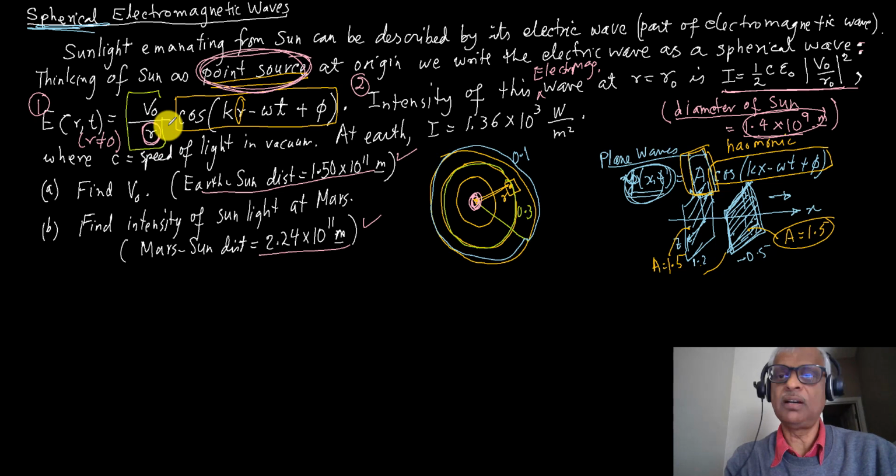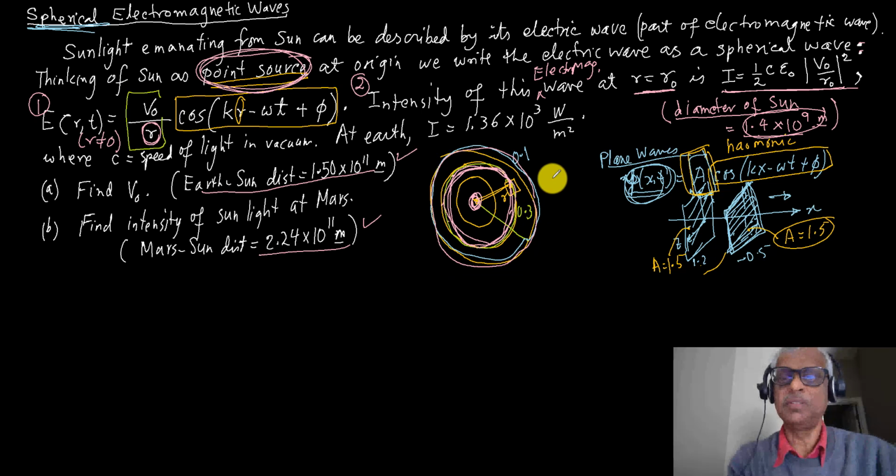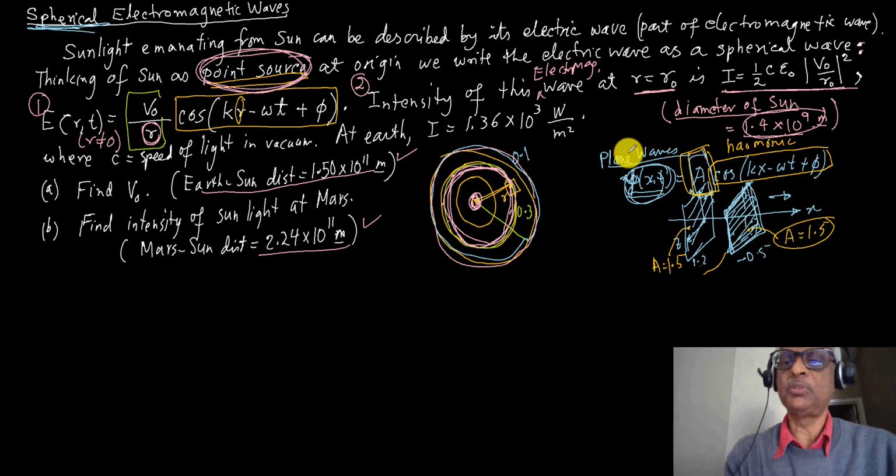When the distance R is given to me, like at this distance, it will be the same intensity at every point of this, but it will be different over here. The intensity will be different. Actually, this will decrease as you go further.